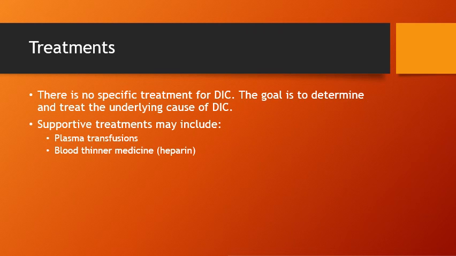There is no specific treatment for DIC because it is a secondary disease. The goal for treatment is to determine and treat the underlying cause of DIC. There are supportive treatments such as plasma transfusions, which replace blood clotting factors if a large amount of bleeding is occurring, and blood thinner medicine, such as heparin, to prevent blood clotting if a large amount of clotting is occurring.